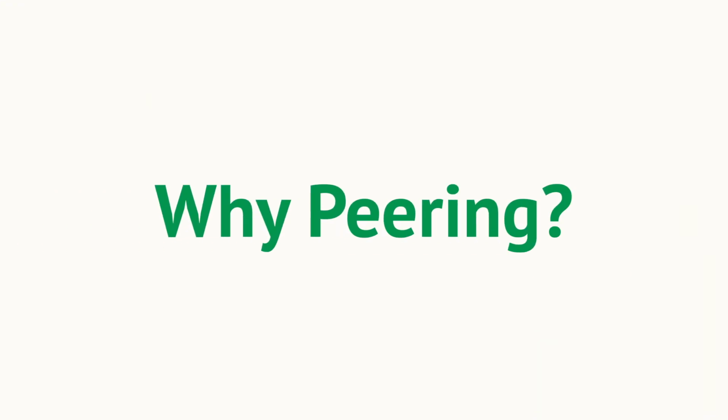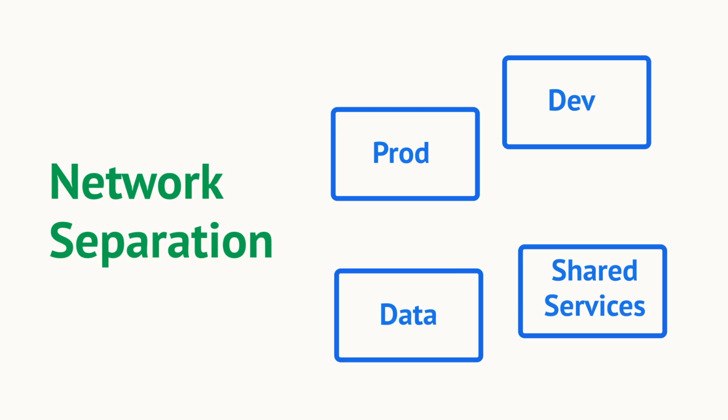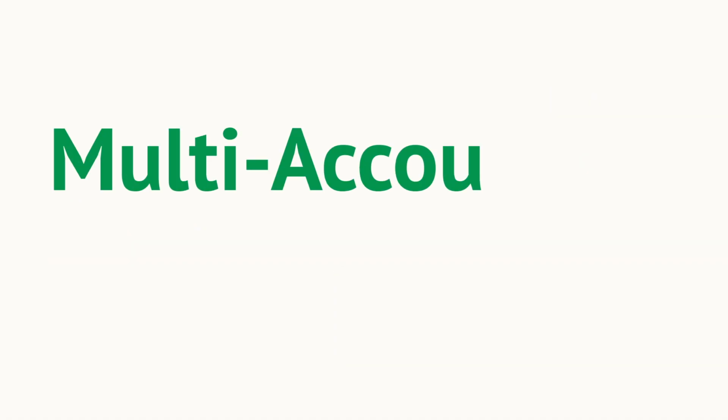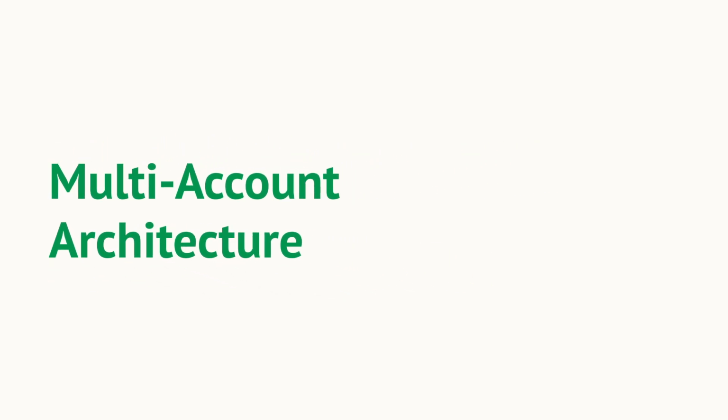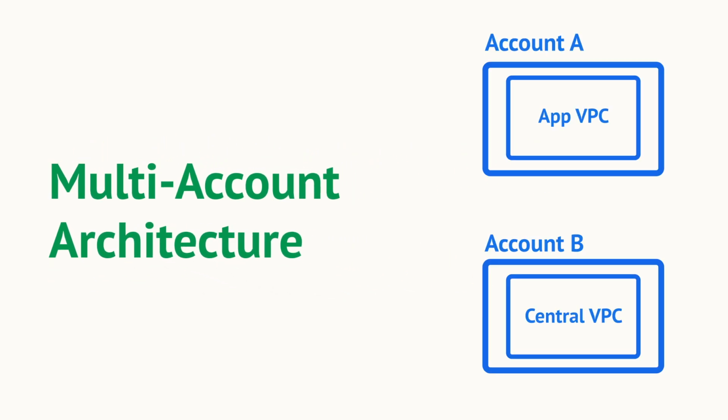One of the main benefits of peering is network separation within your account. Peering allows isolation across workloads, environments, or teams while still enabling controlled, explicit connectivity between specific VPCs you choose to peer. Similarly, if you have a multi-account architecture, peering enables secure cross-account resource sharing and communication while maintaining account-level isolation for billing, security boundaries, and organizational separation.